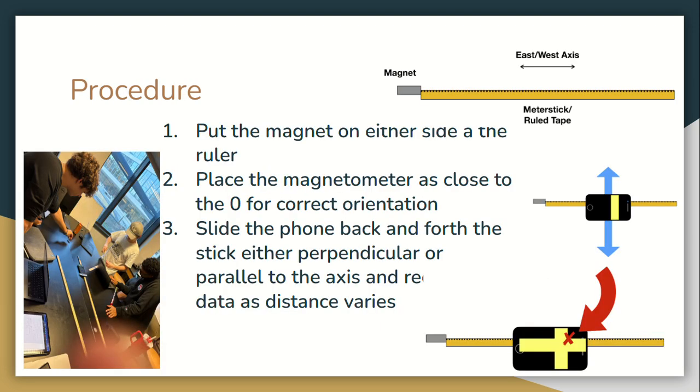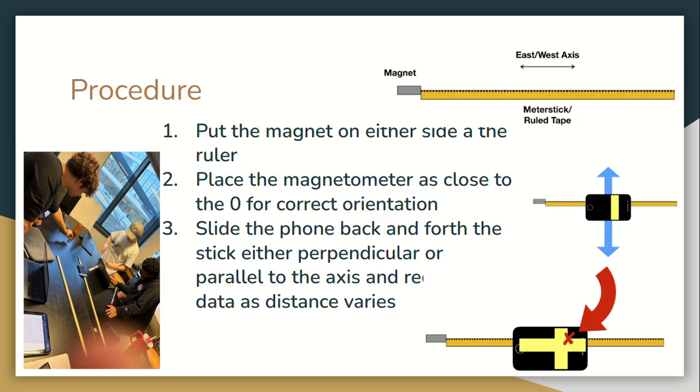So for our procedure, here's a picture of my friends and I completing this. We put the bar magnet on either side of the ruler, place the magnetometer as close to the zero for correct orientation, and then slide the phone back and forth along the stick, either perpendicular or parallel to the axis, and record data as distance varies.